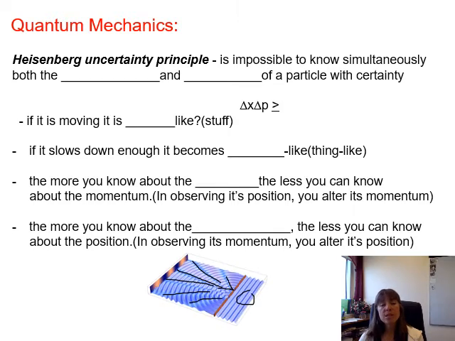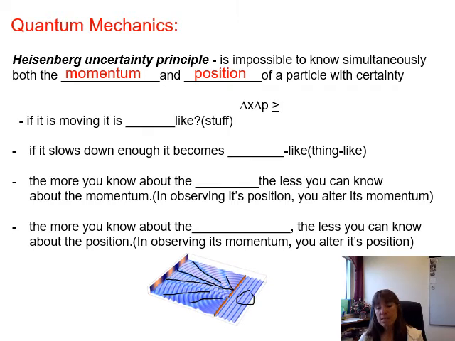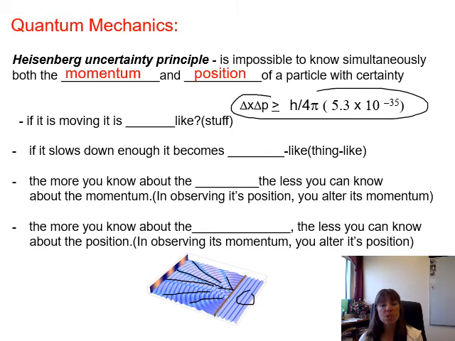This is one of the sections out of your textbook, and his principle was that it's impossible to know simultaneously the momentum and position of a particle with certainty. That's because it's moving kind of like a wave. If a particle is moving like a wave, that's my next fill-in here. No, that's one. This one is the uncertainty principle, this relationship. But before we talk about that, let's do some fill-ins here.